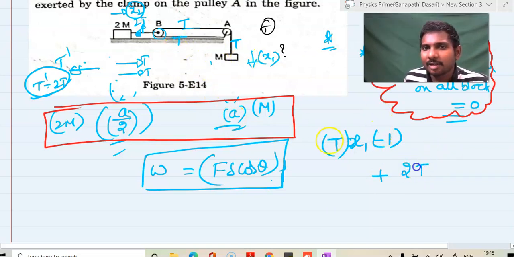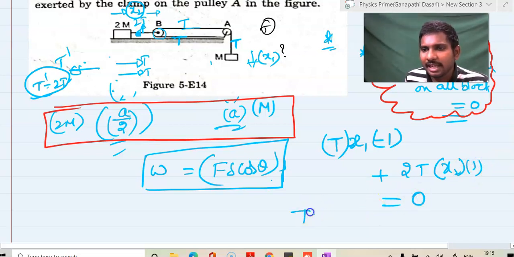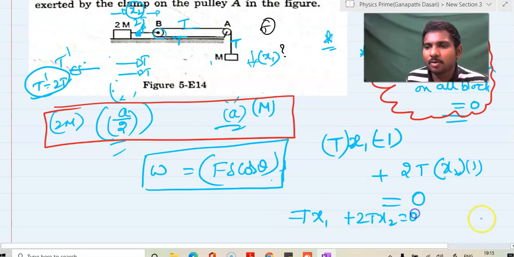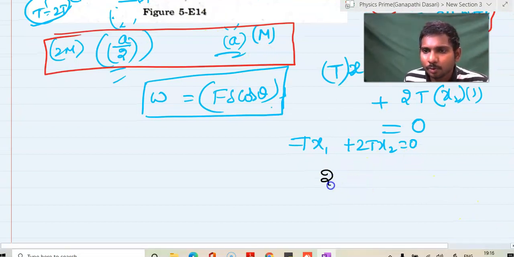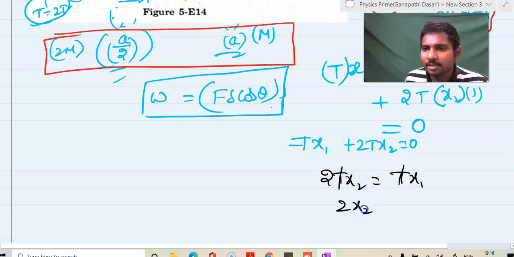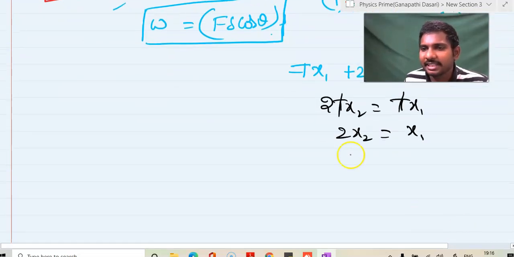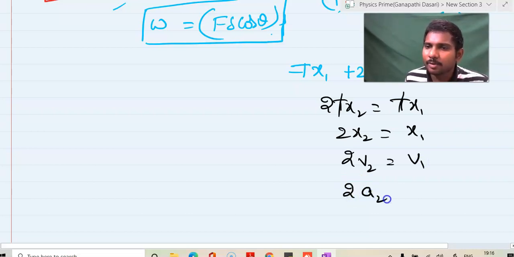plus 2T on the other block. 2T is in the forward direction, and displacement x2 is also in the forward direction, so 2T into x2 into cos 0, that is 1. That should be equal to 0. So Tx1 minus Tx1 plus 2Tx2 is equal to 0. Sorry, minus Tx1 plus 2Tx2 is equal to 0. So 2Tx2 is equal to Tx1. T cancels. 2x2 is equal to x1. If we differentiate it, 2v2 is equal to v1. If we differentiate again, 2a2 is equal to a1.